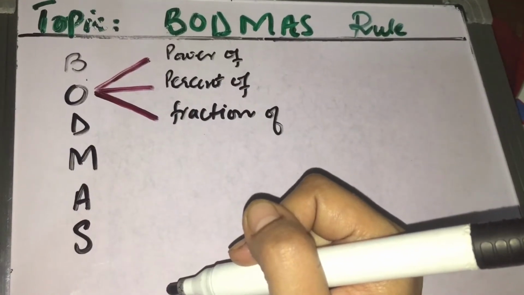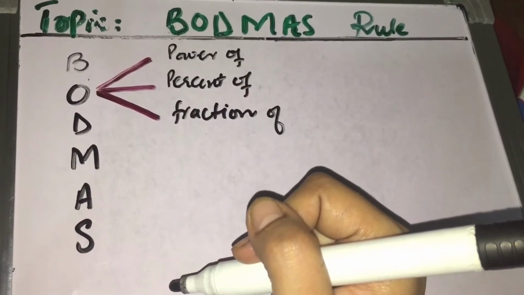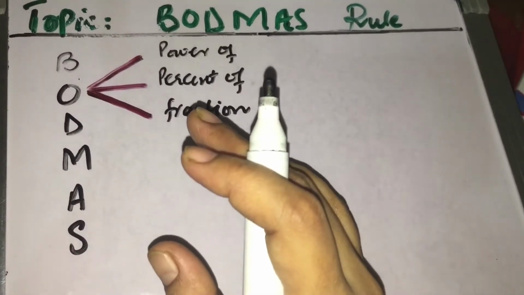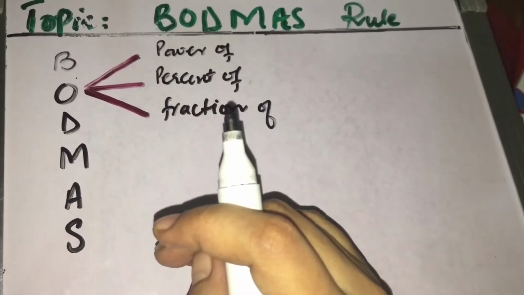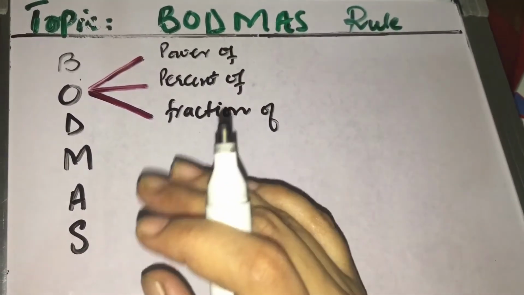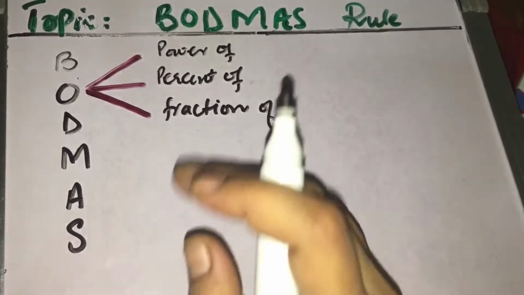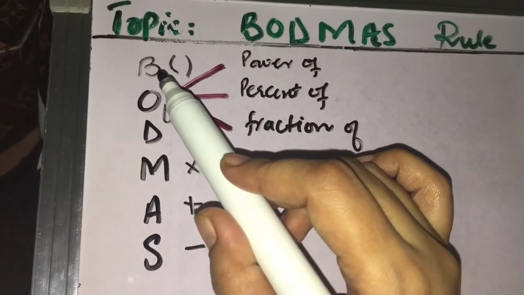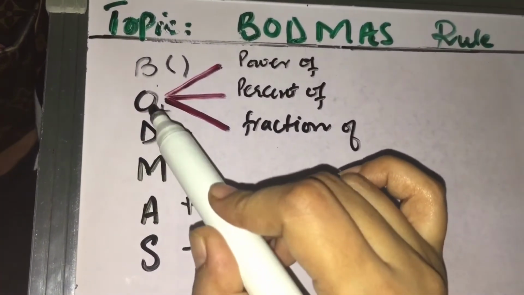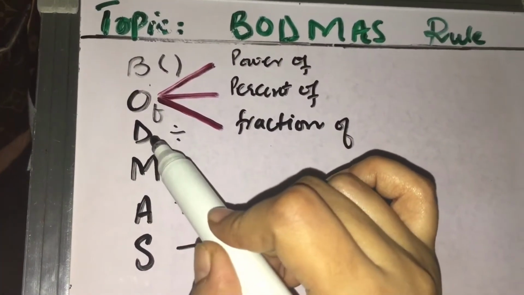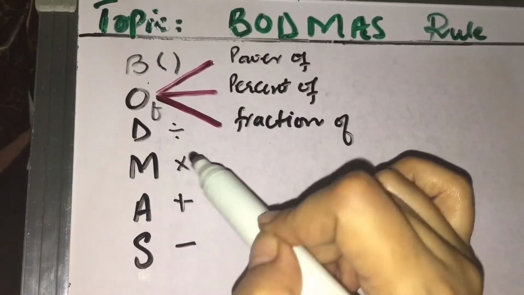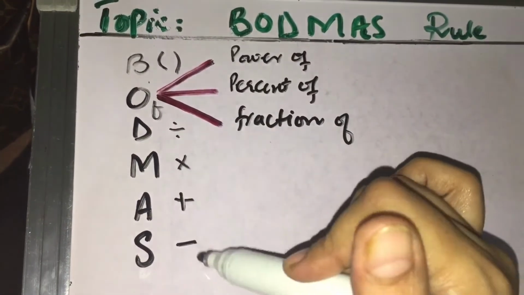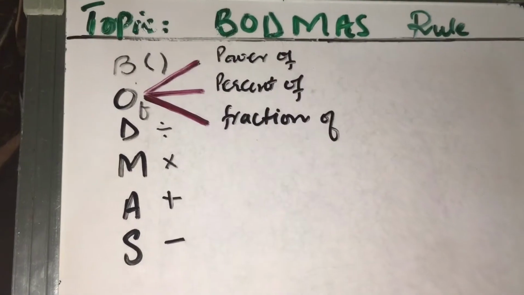In this video, we are going to learn about BODMAS. What is BODMAS? BODMAS actually helps us to find the sequence of operations which we have to perform while solving any expression. It is actually a short form of B for bracket, O for of, D for divide, M for multiply, A for addition, and S for subtraction.